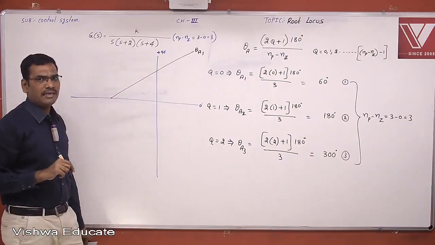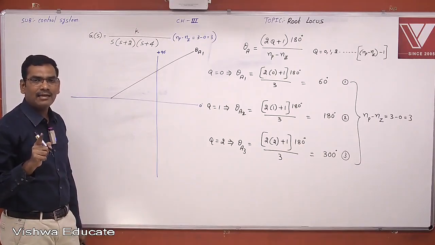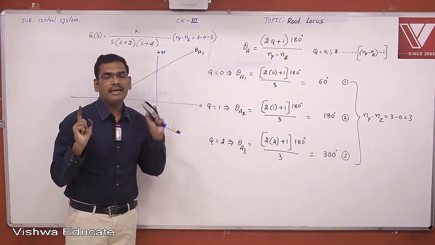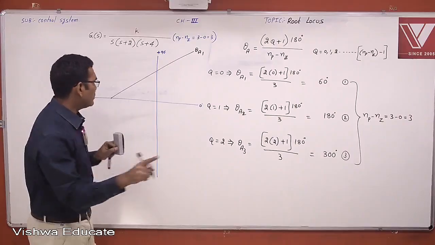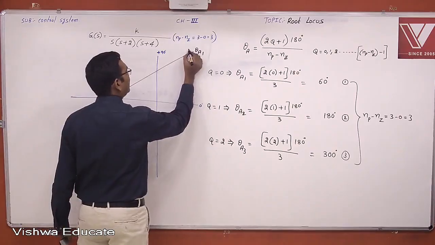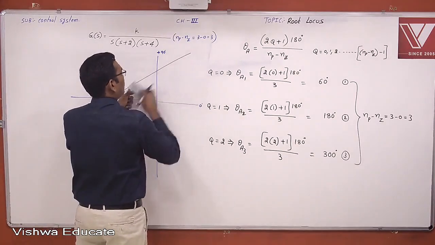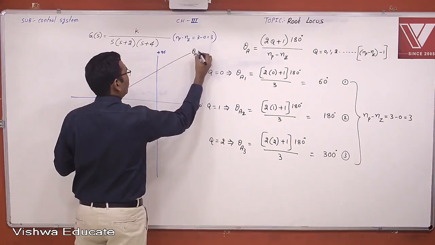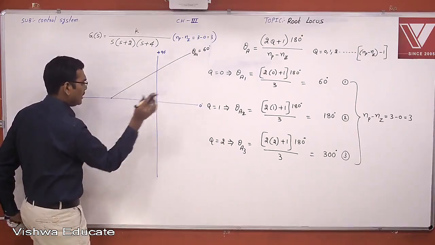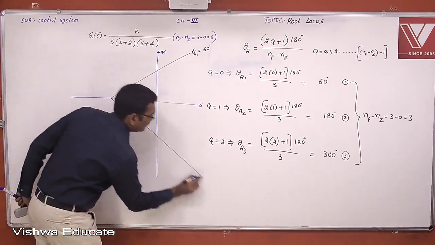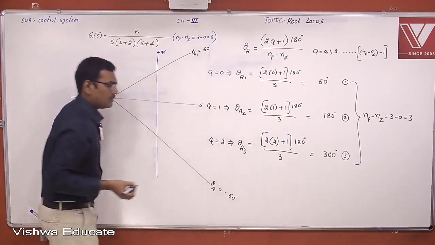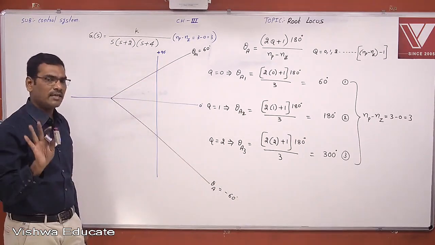Now this is the first angle of asymptote. Then students, I am saying, if you have one angle of asymptote, don't look for the second one, just draw the symmetrical angle. Angles of asymptotes are always symmetrical about the real axis. This is theta A1, which is nothing but 60 degrees. You immediately write the symmetrical angle. Don't check whether any angle exists or not. This is another angle of asymptote, which is minus 60 degrees. It is definitely existing.